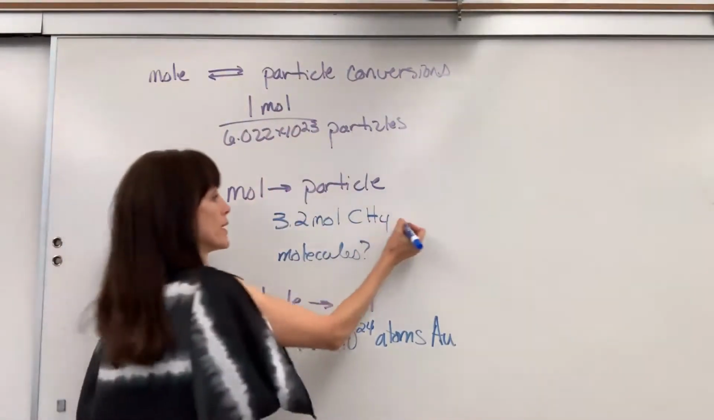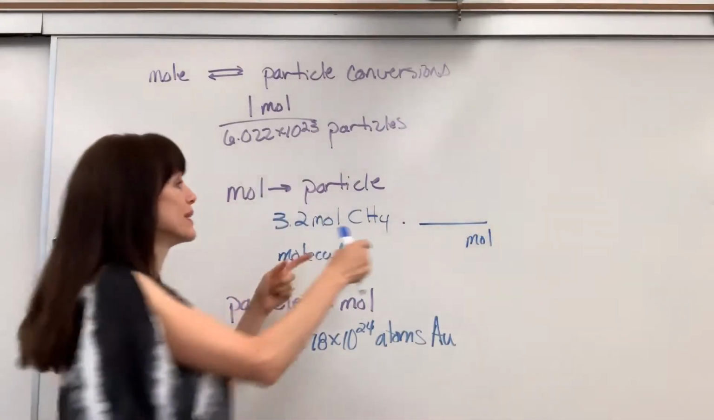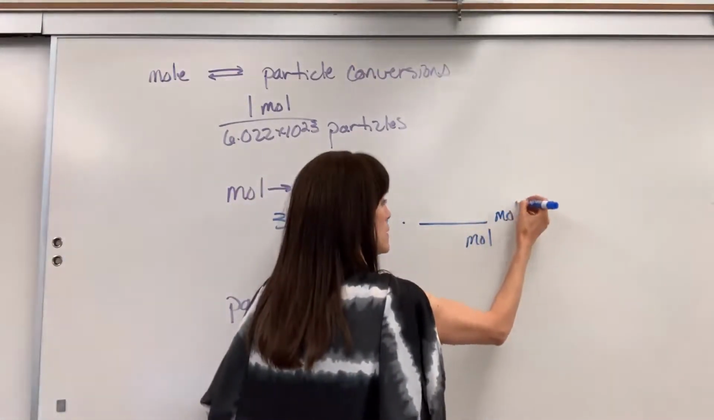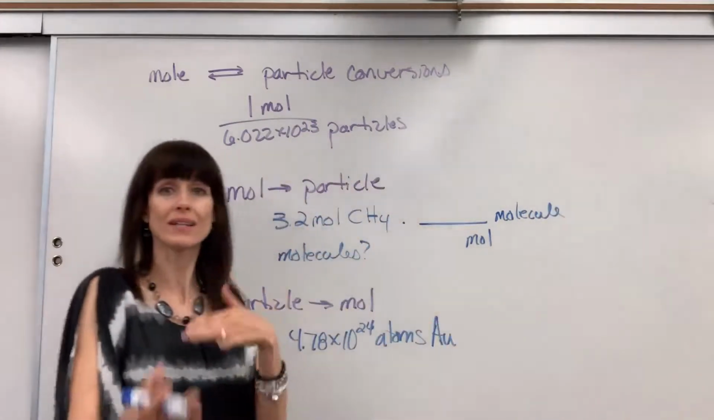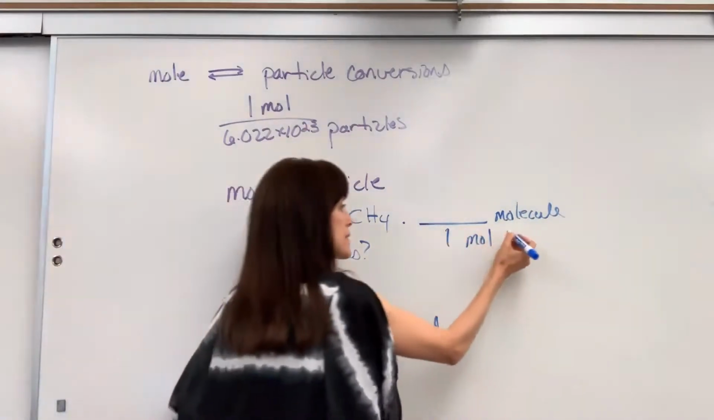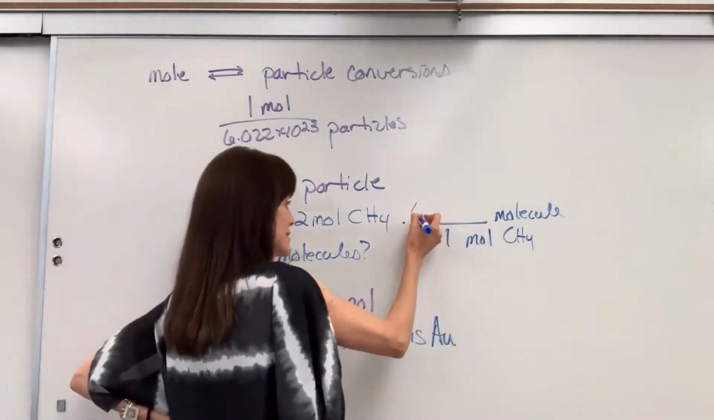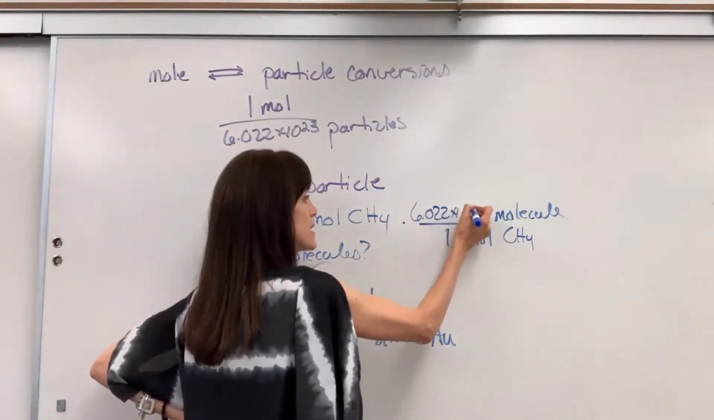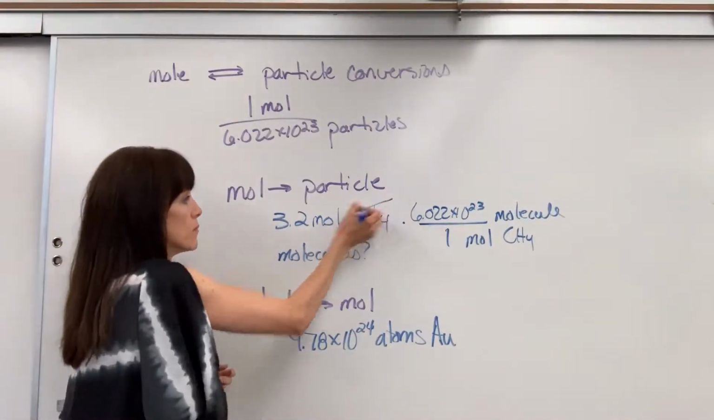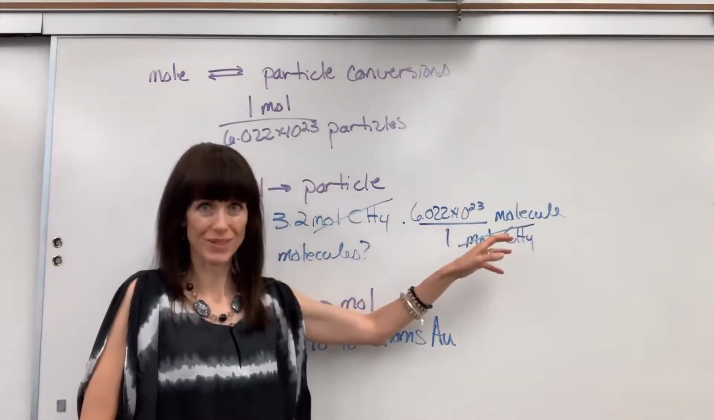Okay, so I see mole. I want to get rid of mole. I'm going to put mole in the denominator. Why? So it cancels. And then what do I want? I want molecule. Now I attach the numbers. Well, 1 mole of anything, in this case it happens to be methane, 1 mole of methane has 6.022 times 10 to the 23 molecules. Notice when we multiply this, moles of methane cancels, and we will be left with molecules of methane.